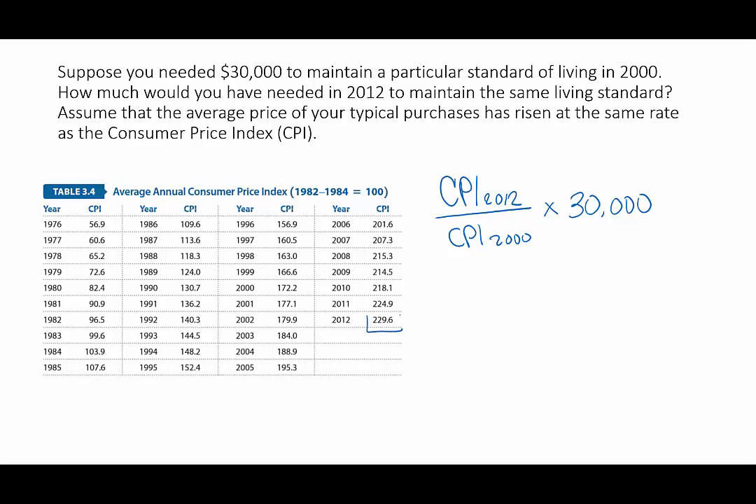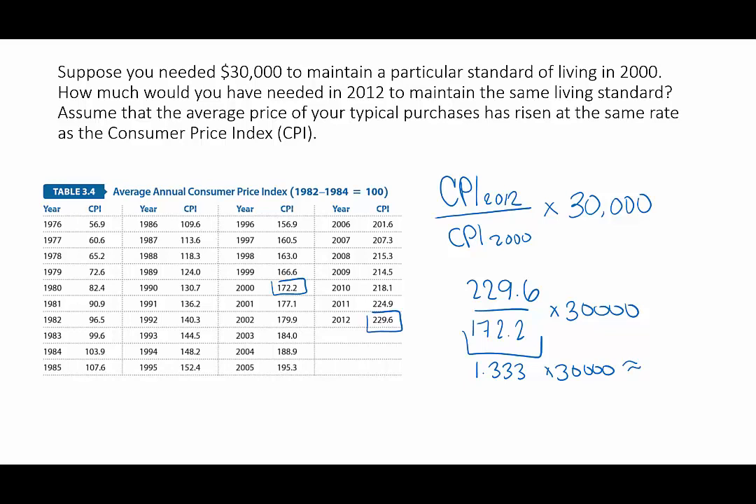So the CPI in 2012 was 229.6, divided by the CPI in 2000, which was 172.2. And we want to multiply that by 30,000. When we do this calculation, you get about 1.333 multiplied by 30,000, and you would get about 40,000. So to maintain that same standard of living as in 2000, you would need $40,000 in 2012. So we might say that $40,000 in 2012 is the same as $30,000 in 2000.